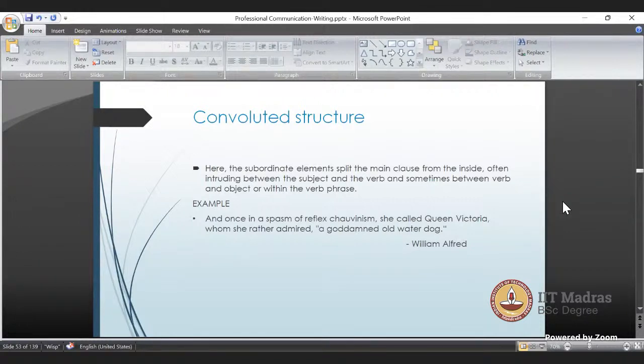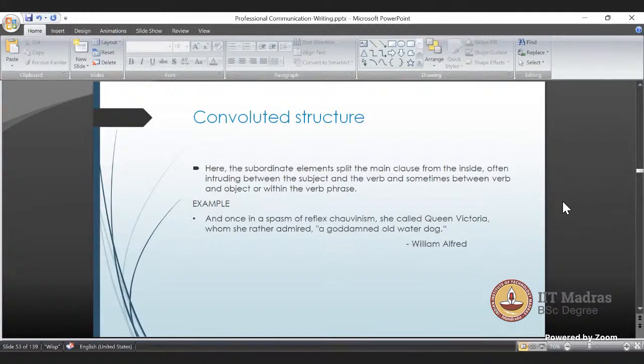In convoluted structure, what you do is you put intervening elements either between the subject and the verb or between the verb and the object. Okay, so you break it open. So in this case, subordinate elements are placed in between the main clause. You first look at the main clause and then you break it open, either between the subject and the verb or between the verb and the object, and put in these subordinate elements. Okay, let's have a look at the example here.